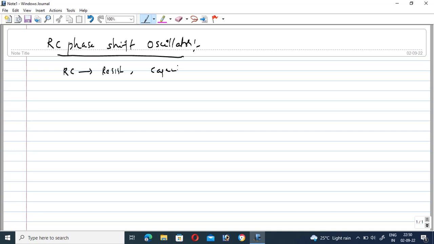Basically, transistors can be used in the design, but our concept is to design the circuit with the help of an operational amplifier. For that purpose, let us see the circuit diagram, and I will give a brief introduction.